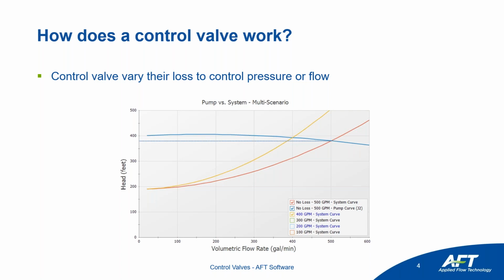If we continue this process, again, we can go from 400 to 300, further throttling the valve, again increasing our amount of frictional losses through the control valve itself, so on and so forth.